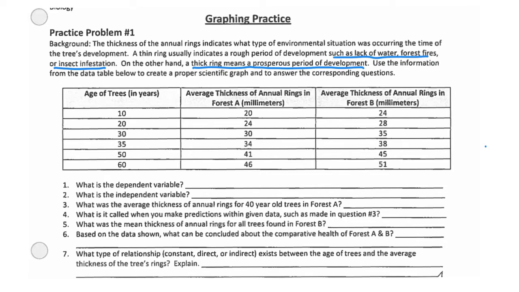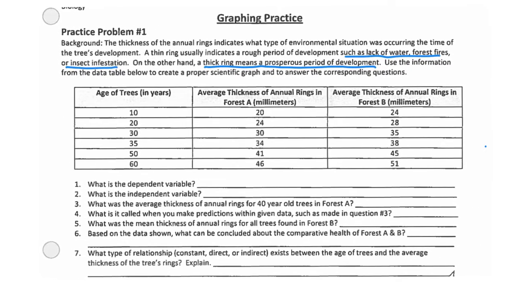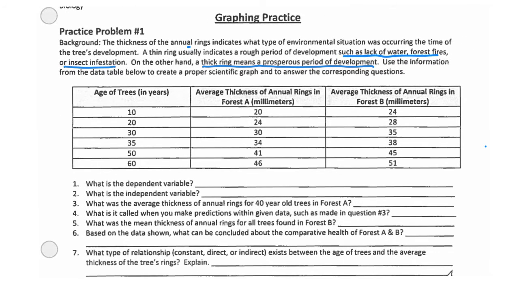So it says, what is the dependent variable? Well, we know that based on this, the rings of the tree are about what's occurring at the time of the development. So the thickness of the rings is going to be your dependent. Your independent is going to be time. We talked about that in math class, that time is always independent.